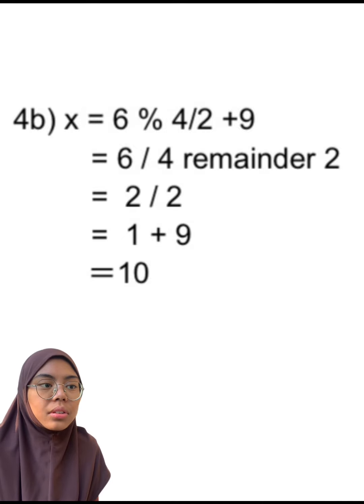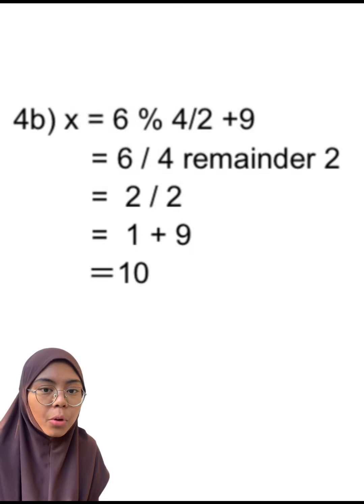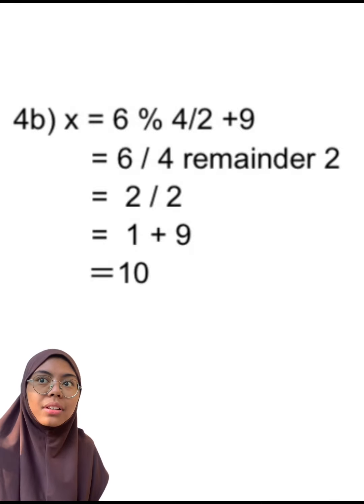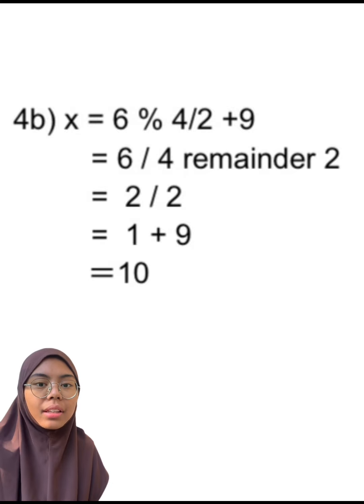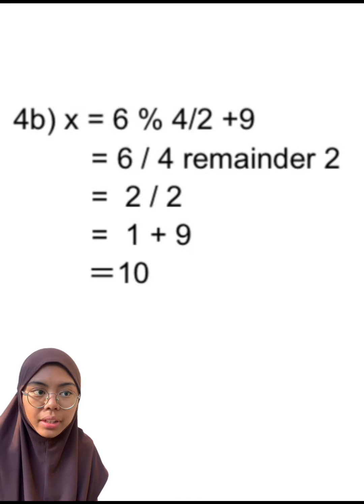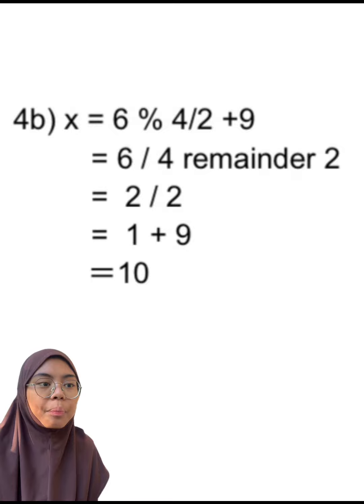X equals 6 modulo 4 divided by 2 plus 9. Modulo means divide something and we take the remainder. So 6 modulo 4, we get the remainder 2. So we put 2. And 4 divided by 2, we get 2. And so 2 divided by 2, we get 1. And 1 plus 9 is 10.